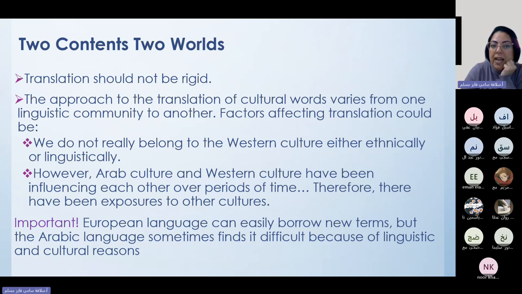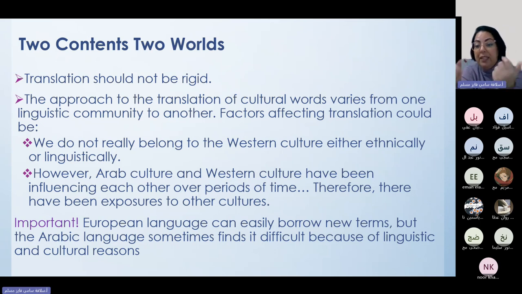Translation, of course, as we know and saw before, shouldn't be rigid. It should be flexible. Okay? When translating cultural words, we have to take into consideration that there is a variety of these cultural words from one linguistic community to another. That means from one language system to another. Why? As I said before, we are from two different families. We don't belong to the same background.